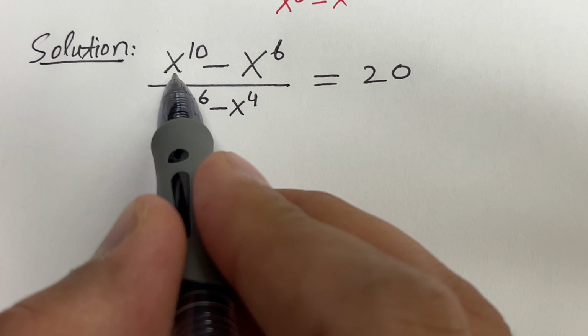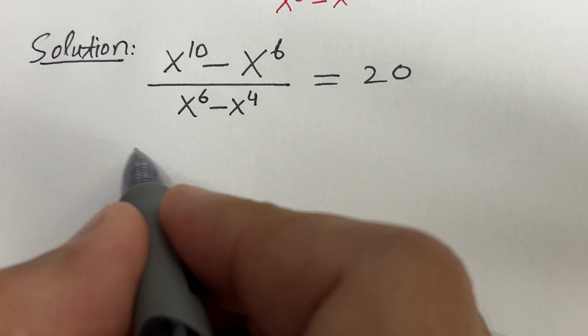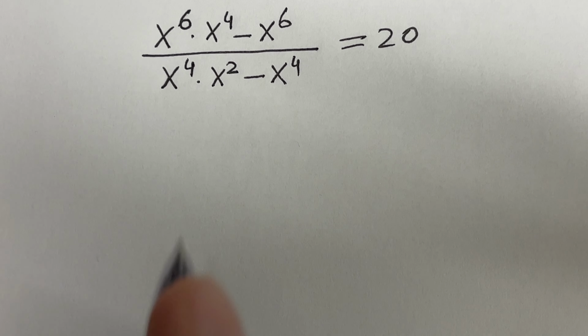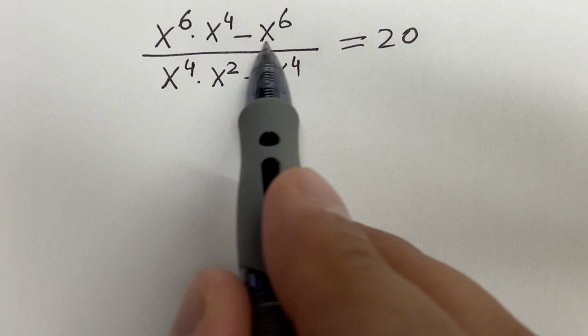If you look at here, we have x raised to the power 10. I can write x raised to the power 10 as x raised to the power 6 times x raised to the power 4, and I will just rewrite the second term as it is. Similarly, I can rewrite x raised to the power 6 as x raised to the power 4 times x raised to the power 2, and I will rewrite the second term as it is, and the right hand side was 20. Now, if I ask you, is there anything common on top of these two terms?